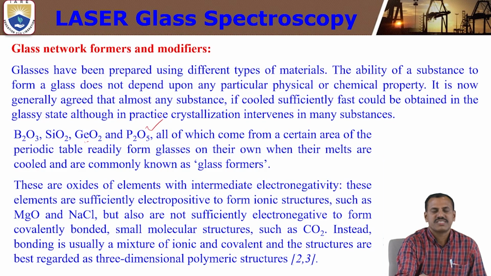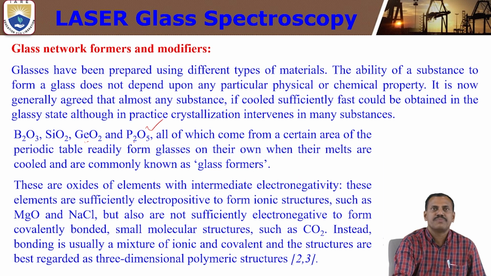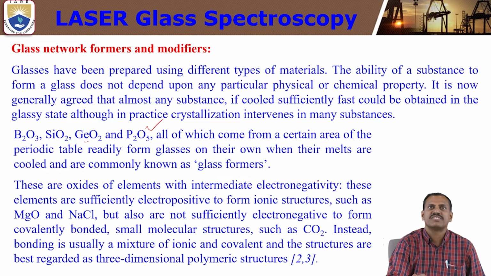The main glass formers are B2O3, boric oxide; SiO2, silicon dioxide; GeO2, germanium oxide; and P2O5, phosphorus pentoxide. These are very important glass formers. If you use B2O3, we can prepare borate glass. If you use SiO2, we get the silicate glass former. If you use germanium oxide, the glass former is germanium oxide. If you use P2O5, phosphorus pentoxide, we get phosphate glasses.